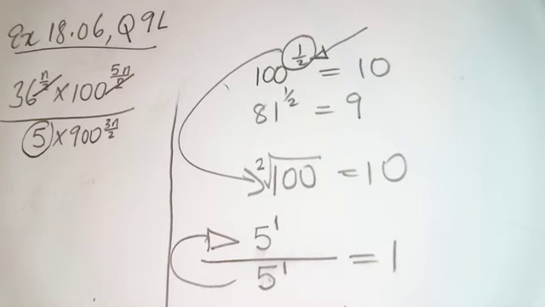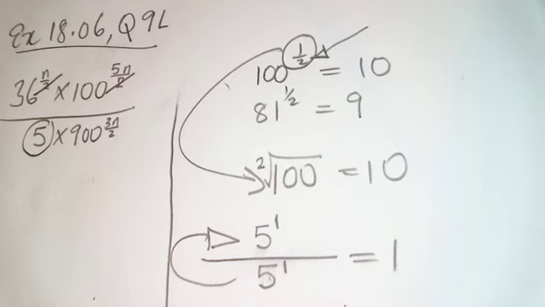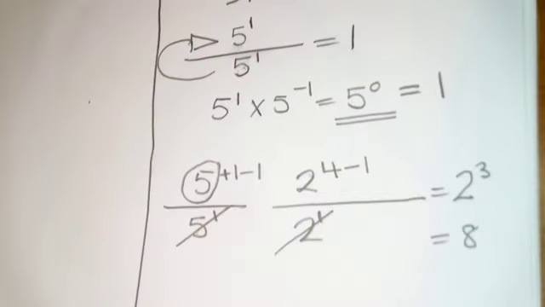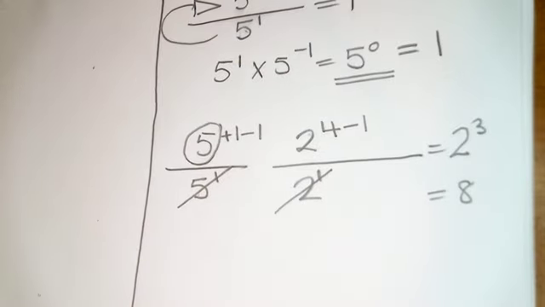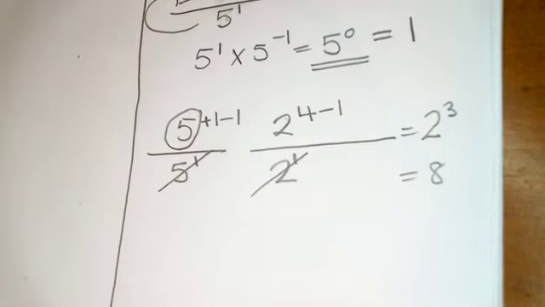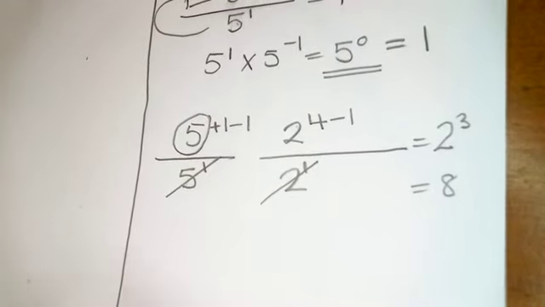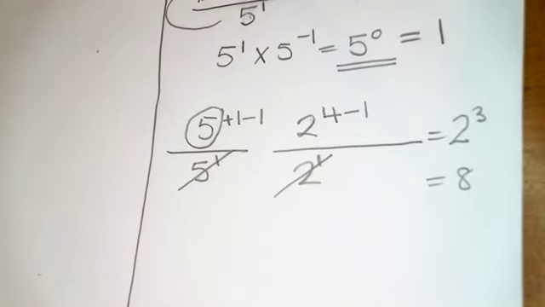Question 18.06, question 9L. One more strategy I was just thinking of that is probably going to be very useful for solving this one. We know that if the bases are the same, we can just add the powers when we're multiplying, or subtract the powers when we're dividing.